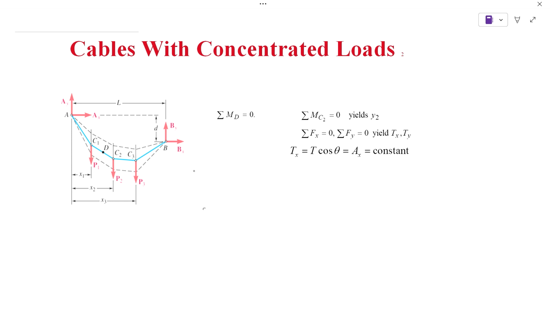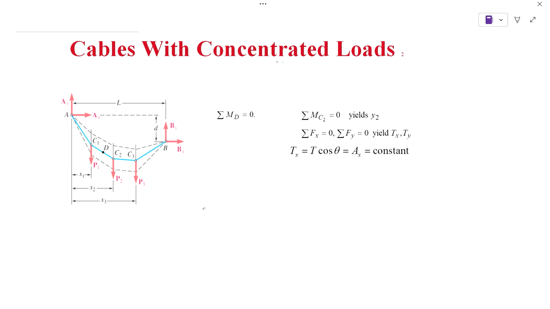Let us talk about cables. There are different types of systems that have cables. There are cables with concentrated loads and cables with distributed loads. The first case is when we have a cable with a concentrated load.